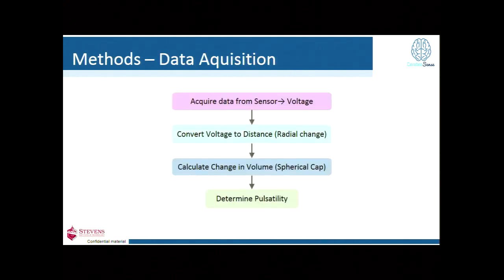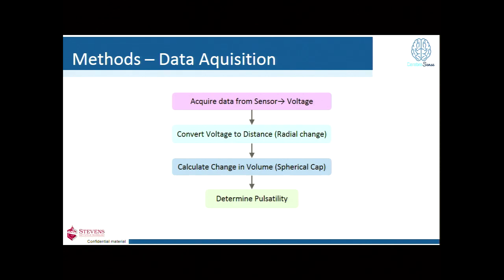So to tell you about the methods behind the way that we're actually doing this determination, we have a couple of steps over here. So the first one being acquiring the data from the sensor. So the sensor is allowing us to determine a voltage, and then we move into the second step, which is actually the conversion of the voltage to a distance. So you can picture a sphere. We have an initial radius, and then we have a radial change, right? A sphere actually pulsating.